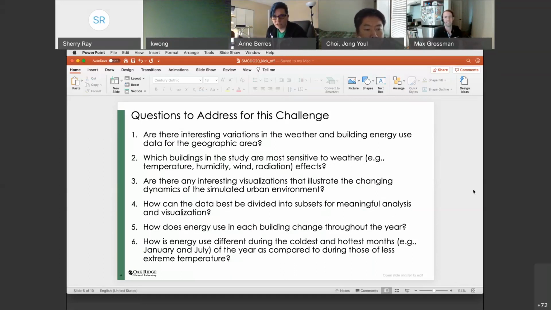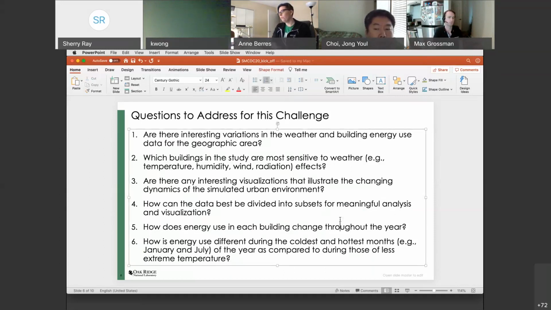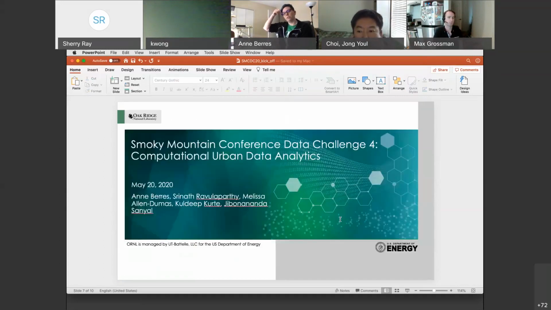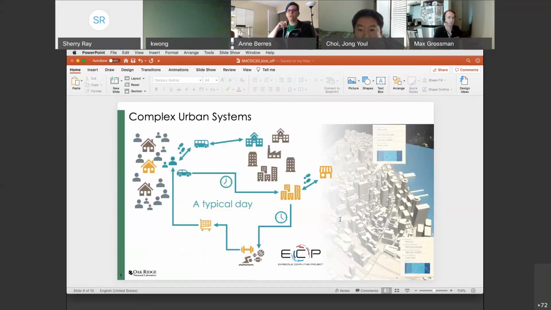So that's this challenge. And then I'm also presenting another challenge that is also looking at Chicago, but under a completely different lens. So if we can switch to that one. So this challenge is more about the connection between different parts of that urban ecosystem.